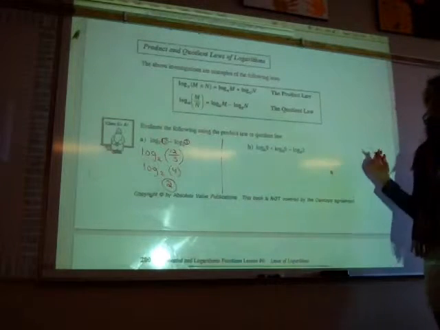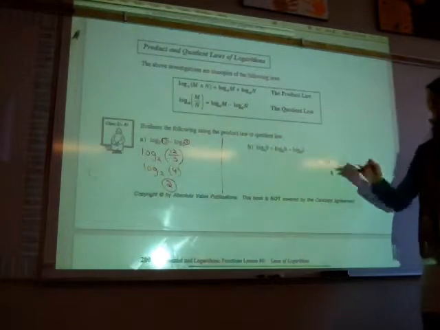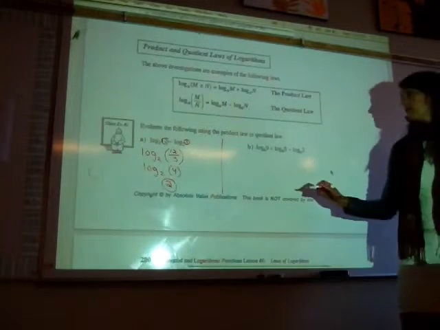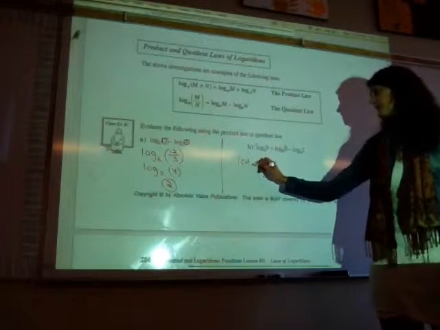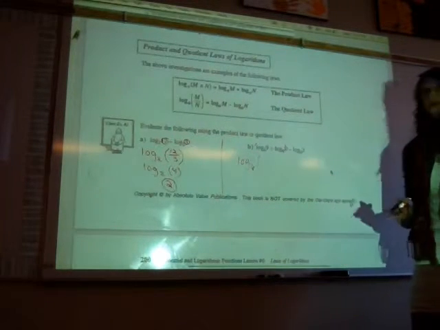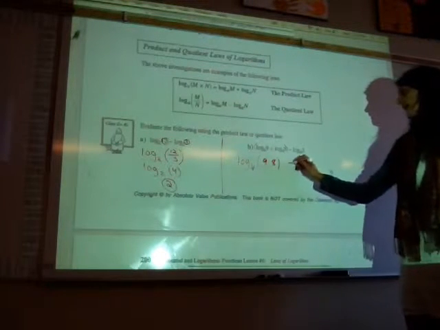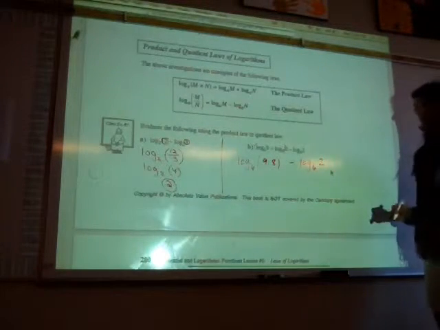Okay, next one. We have 3 terms. Let's just go in order. And first check, do they all have the same base? Yes, so we can apply the product and the quotient laws. Let's just start with these two terms. We have log base 6. What do I do with the 9 and the 8? Multiply, good. Okay, and then I would be subtracting log base 6 of 2.